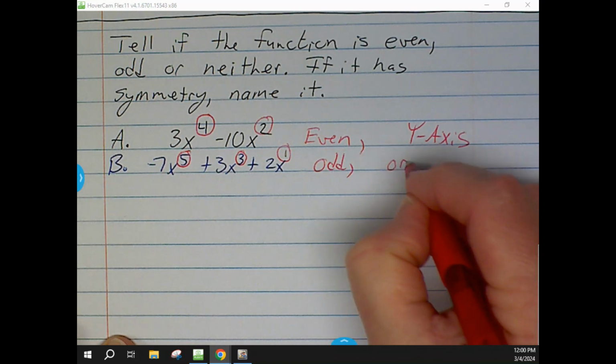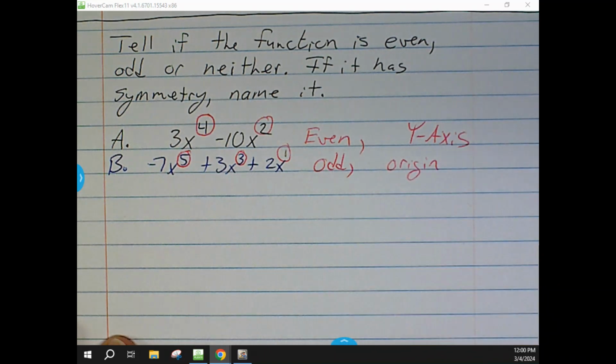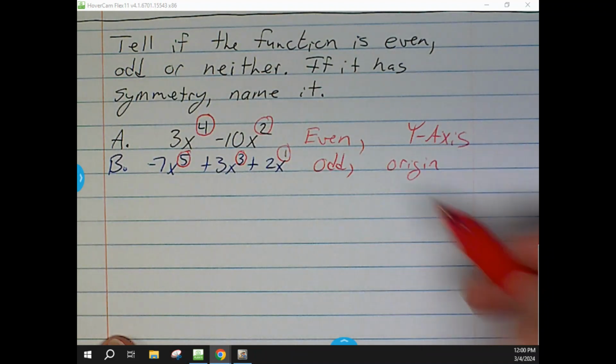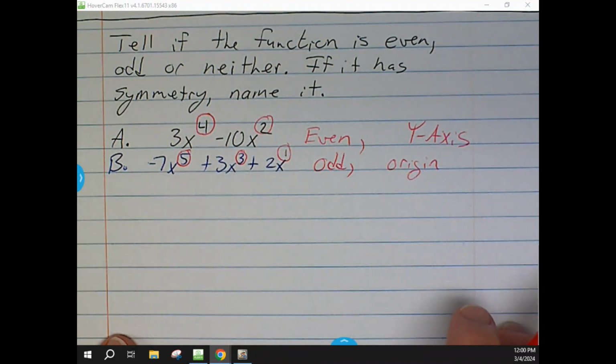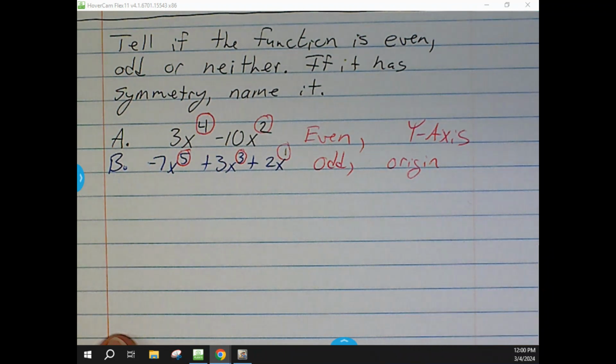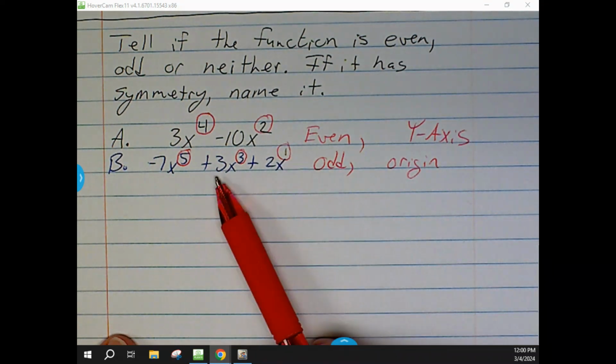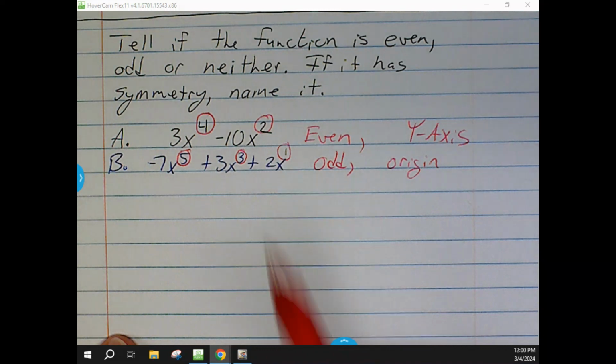So if they ask you what kind of symmetry does it have, it would have origin symmetry, or symmetry with respect to the origin. And they should just give you that option of either y-axis or origin. It should be like a drop-down menu of one of those two things. Okay, so that's the only thing. That's one of the sneaky things you got to watch out for. If there's not a power there, you just got to know that in that case it would be the first power.